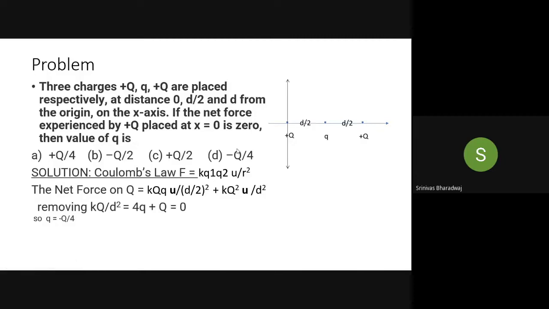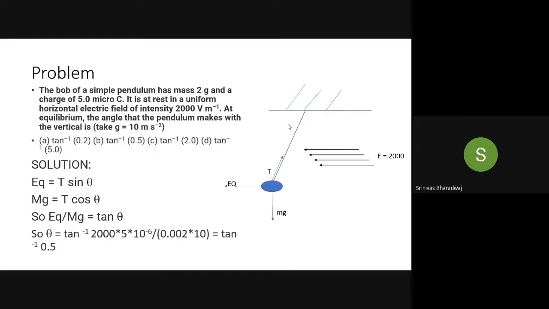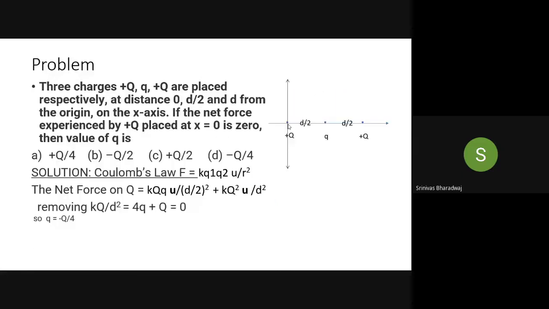You have to understand superposition of two vectors, right? The force due to this one plus the force due to this one is the force on this one, and the net force is 0. Then you add the two and set it to 0. Write the force equation, set it to 0. Then you will end up with an equation in Q and q, and therefore you end up with minus Q by 4. Okay, so this was a very simple equation.